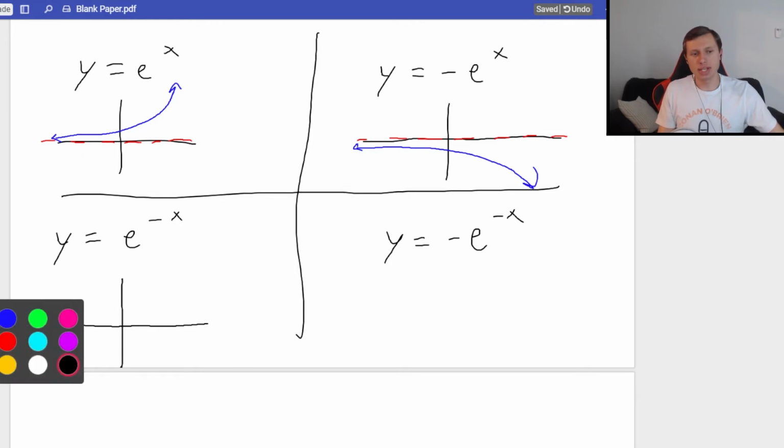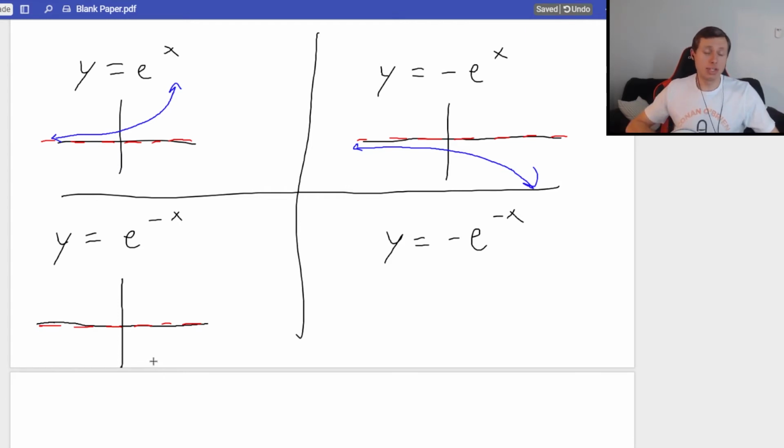Now the next one. Y equals e to the negative x. Again, horizontal asymptote here. And now I need to draw this one. Go ahead, give this one a shot. I'll give you 15 seconds on this one. I am not using a timer. So the function y equals, time's up.